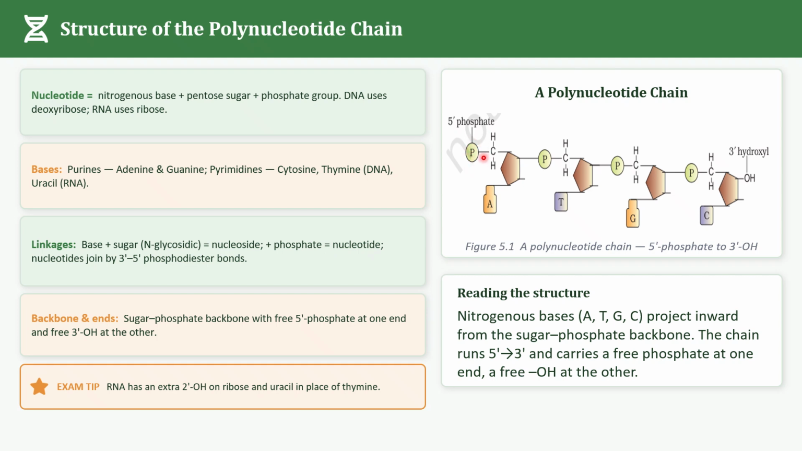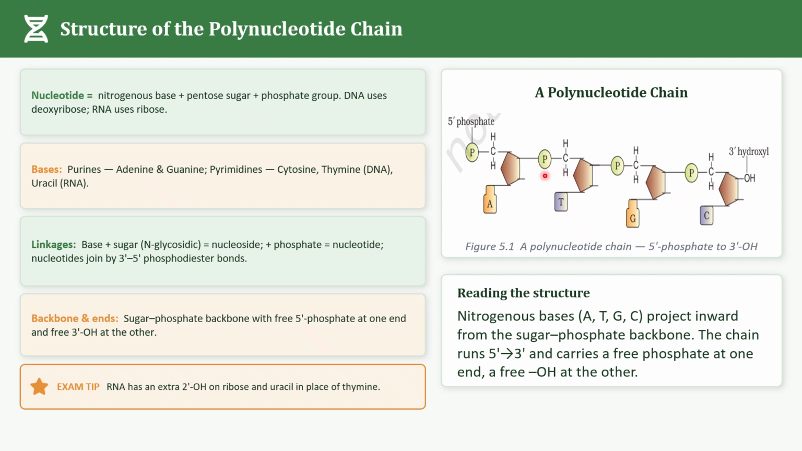What is this bond? Phosphoester bond. And now the molecule becomes a nucleotide. And then see this diagram again. Just notice how one sugar is connected to the phosphate of the next nucleoside.